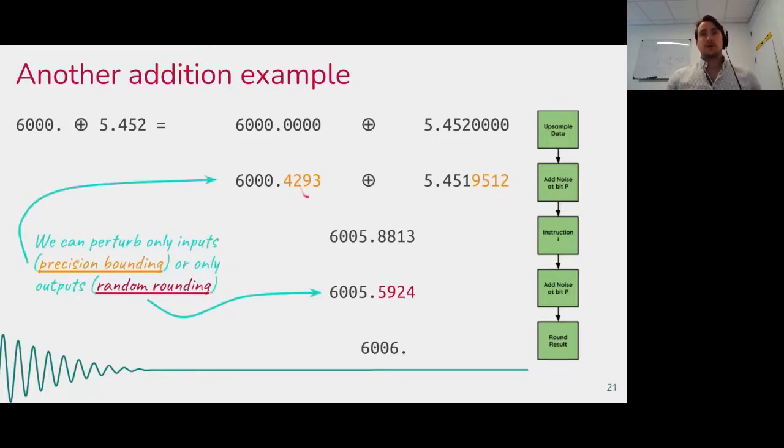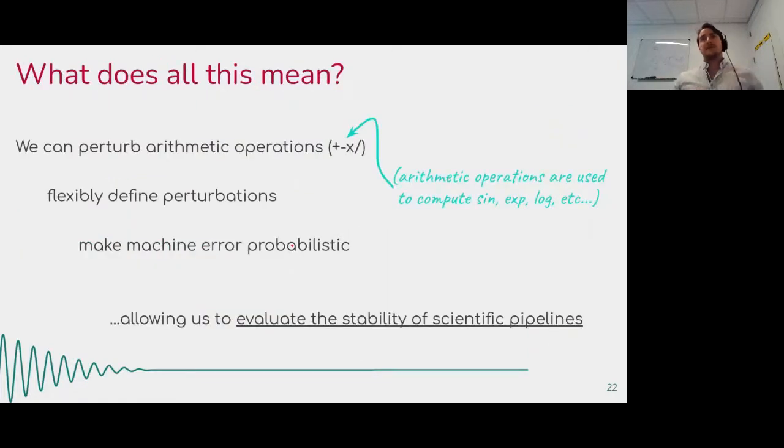So when you're doing these perturbations, you can either perturb up front, and this is called precision bounding. Basically, this is saying we're assuming that there's a limited precision in the data we're providing, or you can do it on the outputs, and this is called random rounding. So what this means is essentially we can take any arithmetic operations with this technique. And one thing that's important to remember is that sine, exponent, log, all of these more complex and common operations are implemented at the very base level through arithmetic operations. We can take them, we can define the way we want to perturb them, we can make their error probabilistic, and when we put all this together inside of our scientific tools, we can evaluate how stable they are.